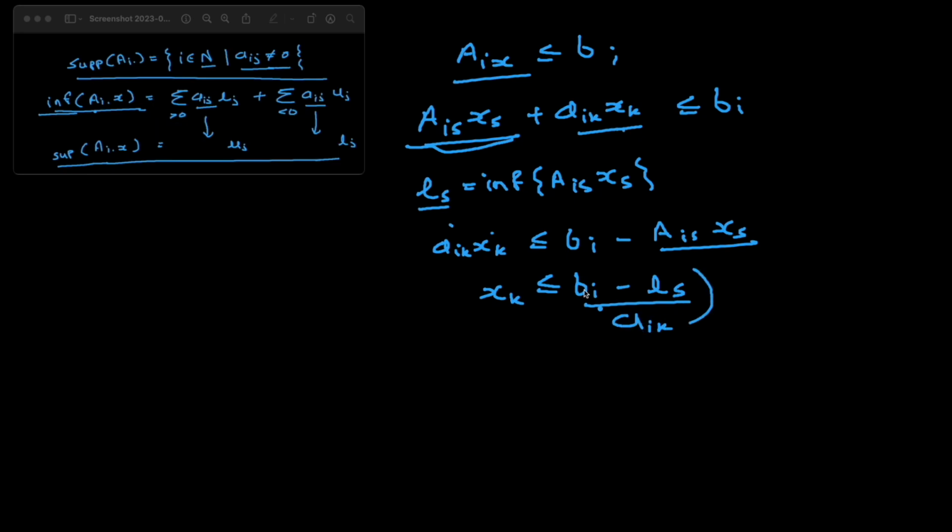So this is my new upper bound for this variable xk, and if it is less than my current upper bound, then I can use this one and discard the old one, right? So that's simple. Similarly, this is for aik greater than 0. If it is less than 0, then this inequality will change sign and become greater than or equal to, and we'll get a new lower bound for our variable xk, right? So that's the simple way of finding better bounds.